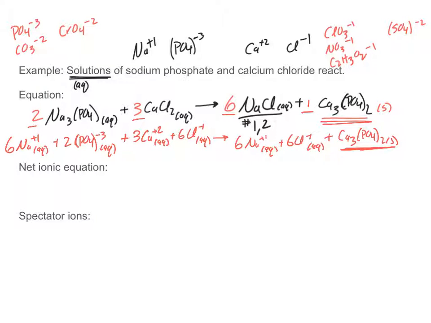Okay. Now, I'm going to ask myself, what are the reactants that create my solid? Calcium and phosphate. So those are the things that actually make the reaction occur. So I'm going to write the net ionic equation, which is the equation of the ions that make the solid form, which would look something like this.